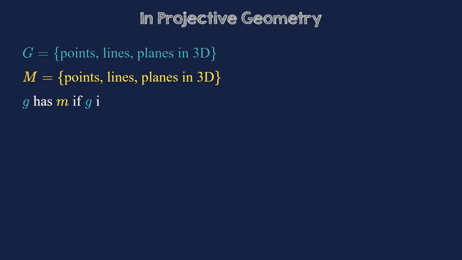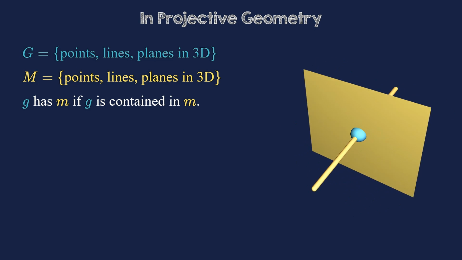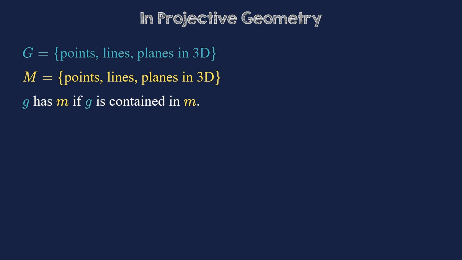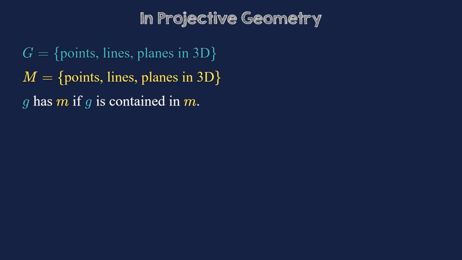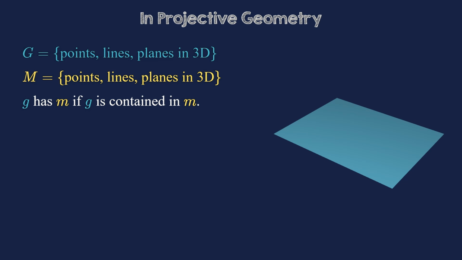We say that an object G has an attribute M if the geometric space G is properly contained in the space M. That means when G is a point, its attributes are all lines and all planes it lies in. If G is a line, the attributes are all planes it lies in. And if G is a plane, it doesn't have any attributes at all.